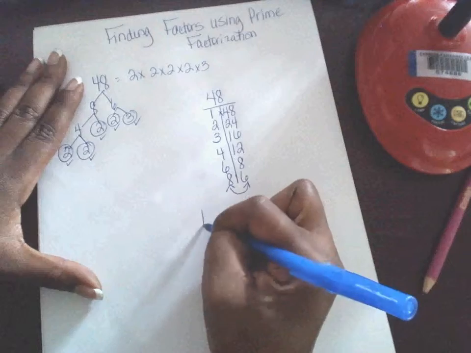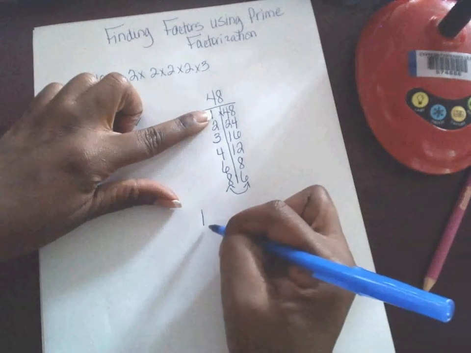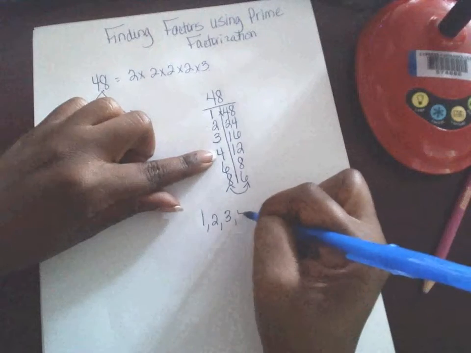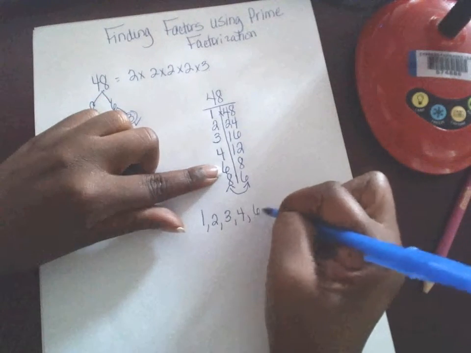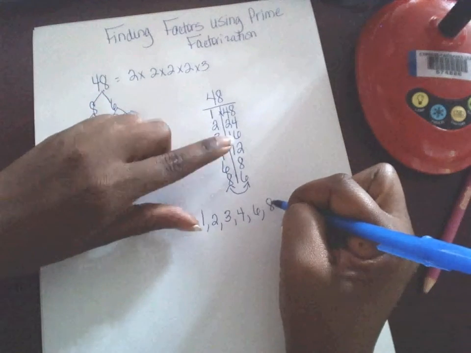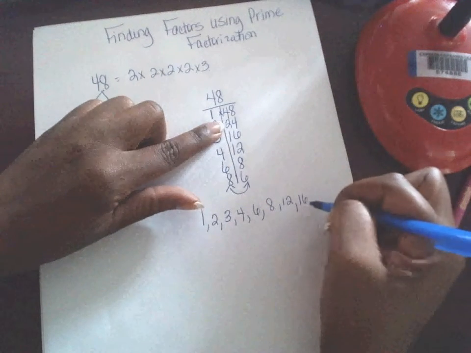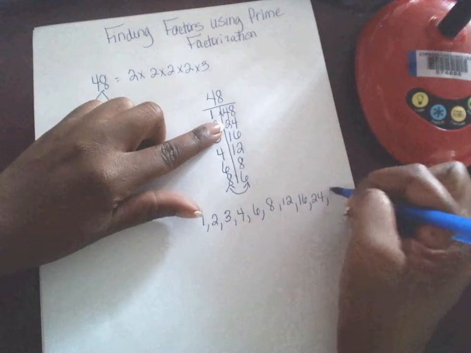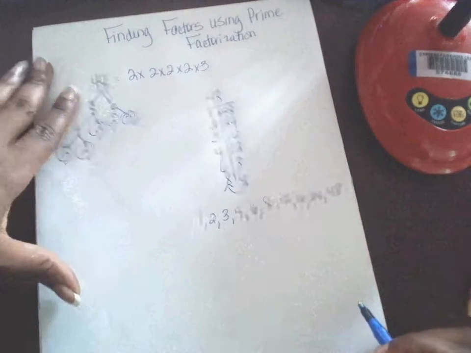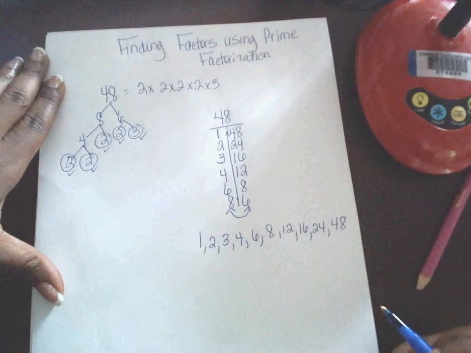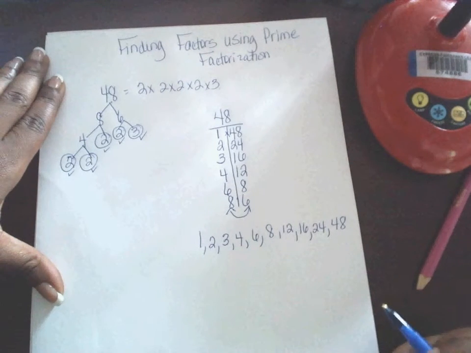And then you would list them. If you had to list them, you would go 1, 2, 3, 4, 6, 8, 12, 16, 24, and then 48. Okay? And that's how you find all the factors of a number using prime factorization.